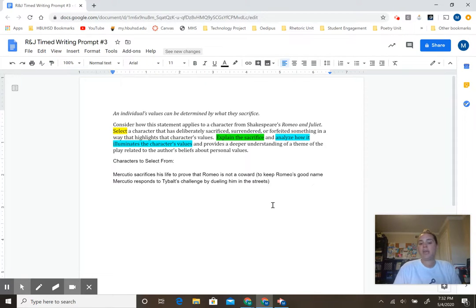And he chooses to make that risk because the idea of Romeo acting submissive to Tybalt is so disgusting to Mercutio. He can't stand the idea that he would do that. So this I'm referring to is in Act 3, Scene 1.